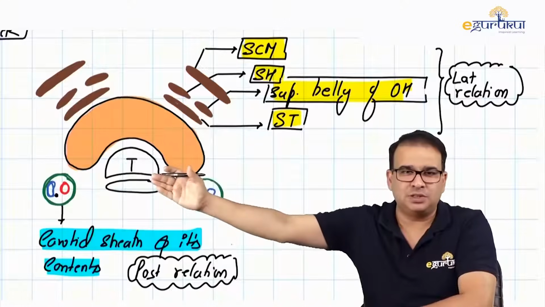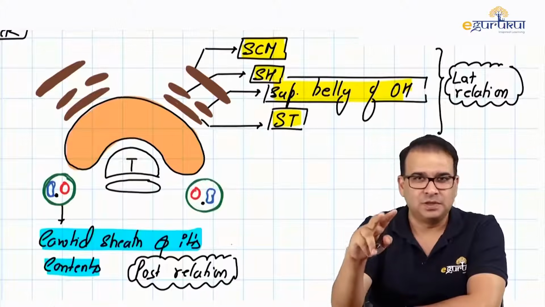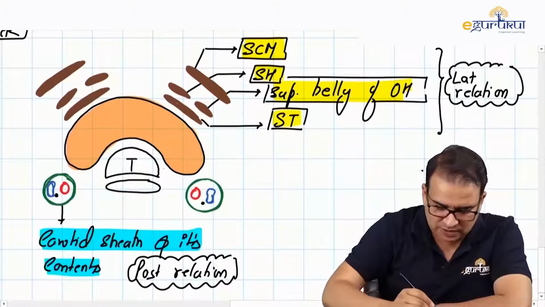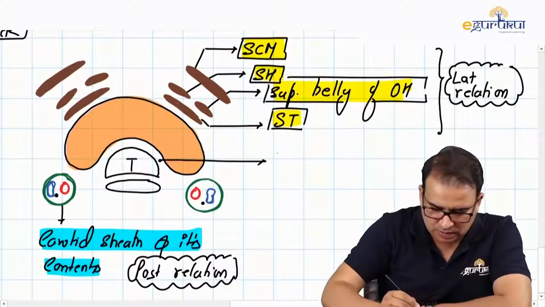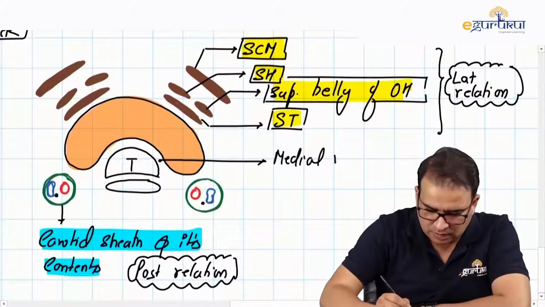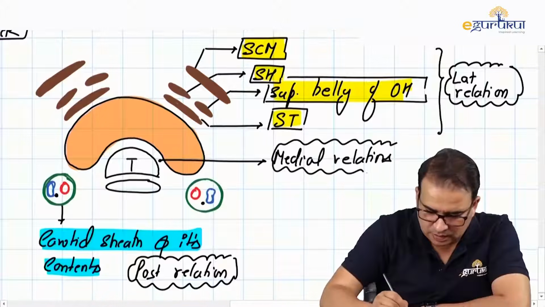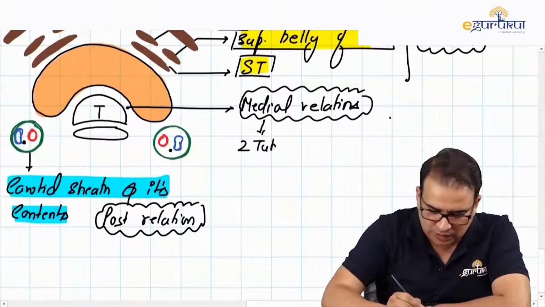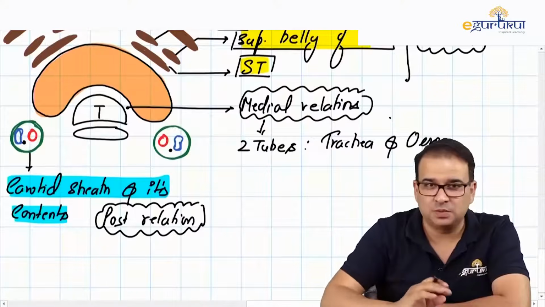When you think about the medial relation, the rule of two will work here. Two tubes, two muscles, two nerves. Now the medial relation of the thyroid gland can be remembered with this, first thing, two tubes. Now you can clearly see the two tubes in the picture. What are the two tubes? We have the trachea and esophagus, which are medial to it.